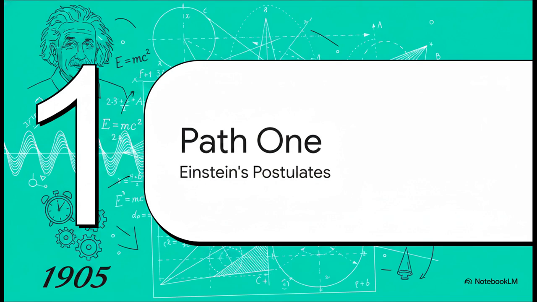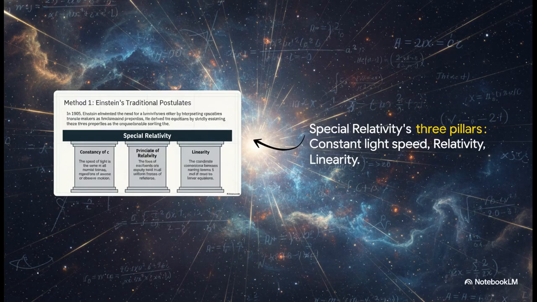All right, so let's start with the classic, the one most of us learn in school. This is path 1, the famous solution that Albert Einstein came up with back in 1905. Einstein built his entire theory on 3 really powerful pillars. First, the principle of relativity. Basically, the laws of physics are the same for everybody. Second, linearity. The math has to be consistent, no weird jumps.